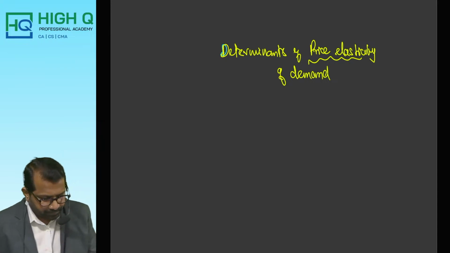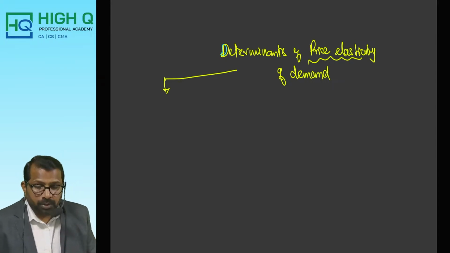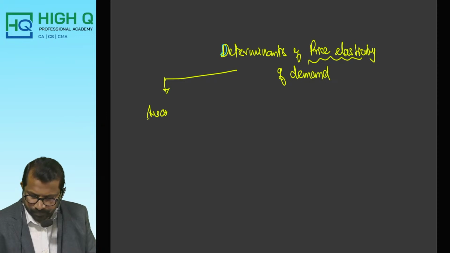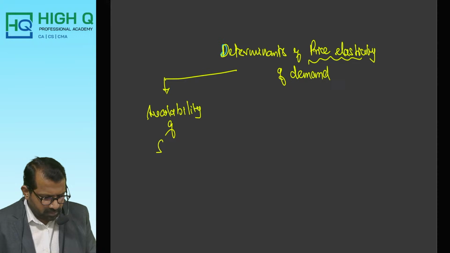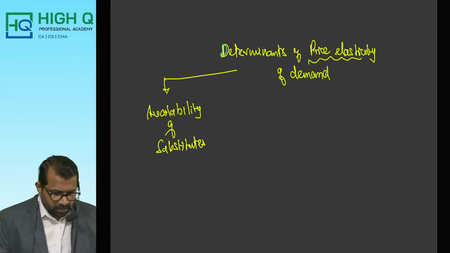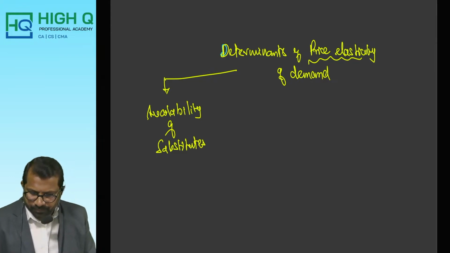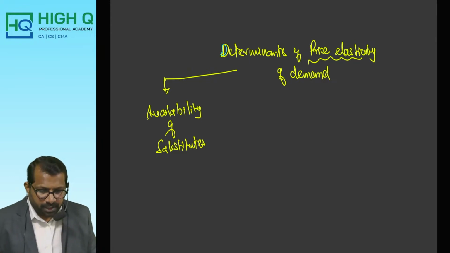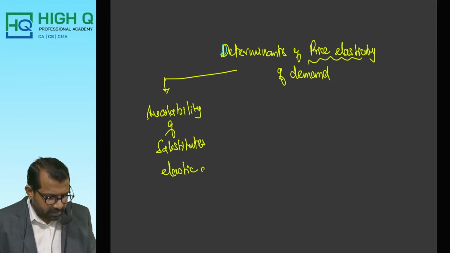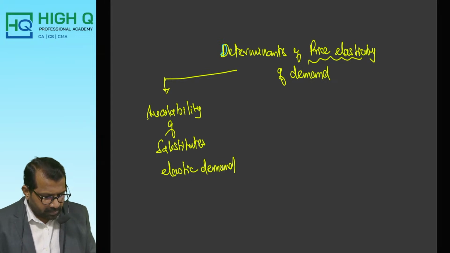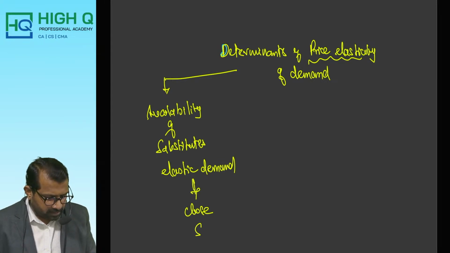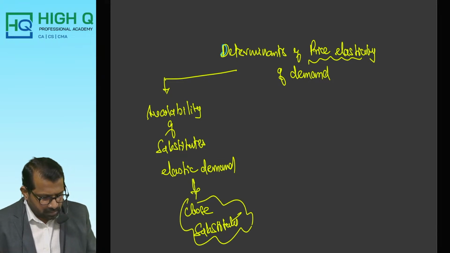In this, point number 1 is the availability of substitutes. For demand with close substitutes, elastic demand is always available. Elastic demand is applicable for close substitutes.